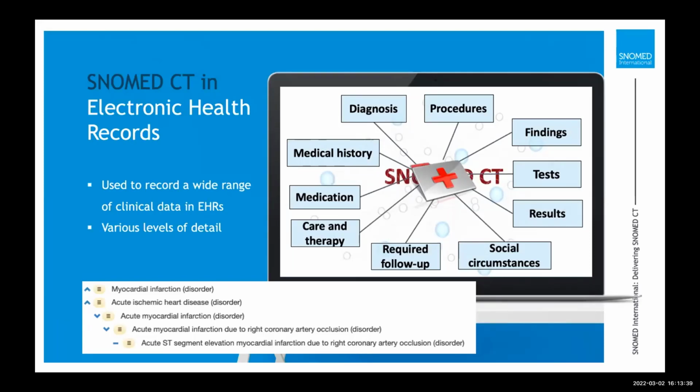For example, a clinician could record a myocardial infarction, or they may choose to be more specific and record an acute myocardial infarction due to right coronary artery occlusion. It may depend on what stage in the clinical journey the patient is at. Once the data is recorded at that detailed level, it can then be queried and grouped at a more abstract level, such as heart disease.